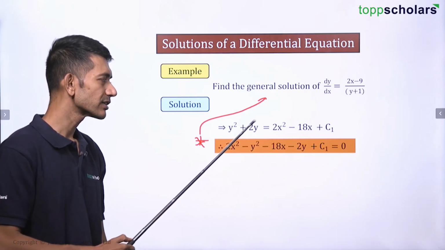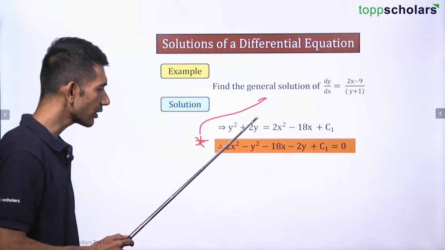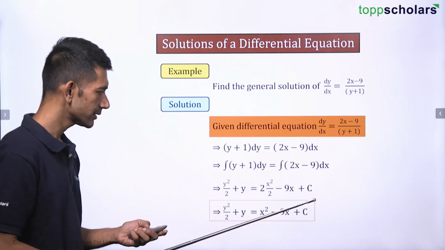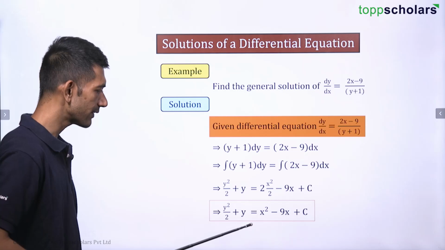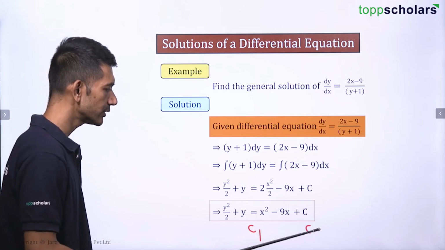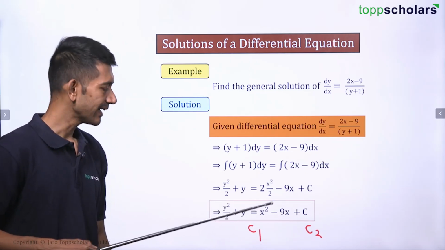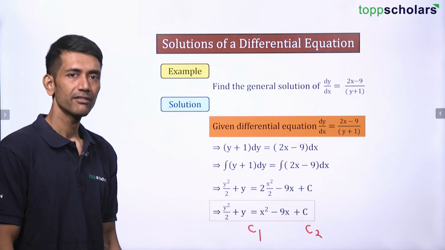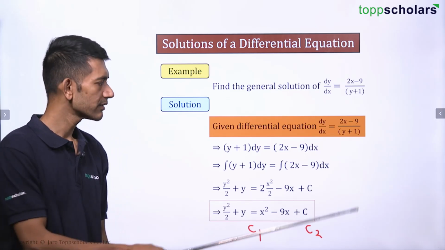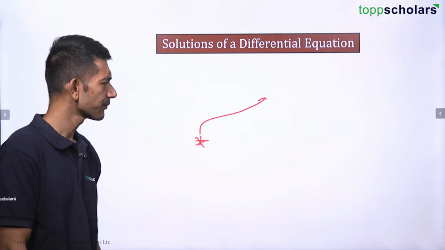You can take constants on both sides also, but I'll just give you a simple example. If I take the constant on the left hand side as, say, c1, and the constant on the right hand side as c2, once you shift c2 to the other side, c1 minus c2 is anyway going to give you a constant, which is nothing but c. So there is no problem at all, right?